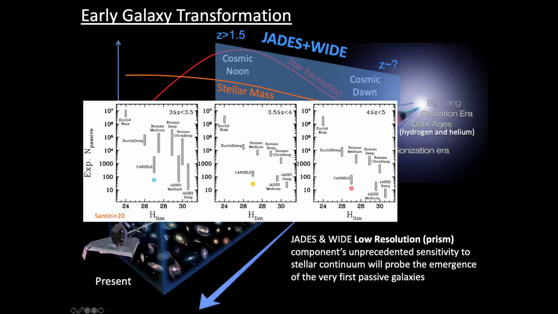And I'm showing here this very nice work by Paolo Santini, where they predict that in the JADES surveys we should be detecting from a few tens to a few thousands of galaxies at very high redshift. Of course, this is for the imaging component of the survey, but with the spectroscopy in the prism, we expect to detect and characterize several of them.